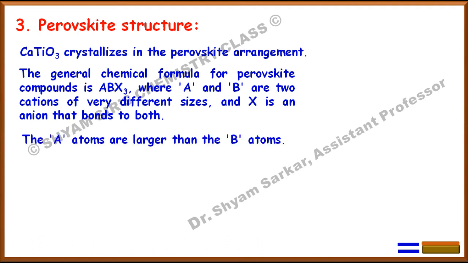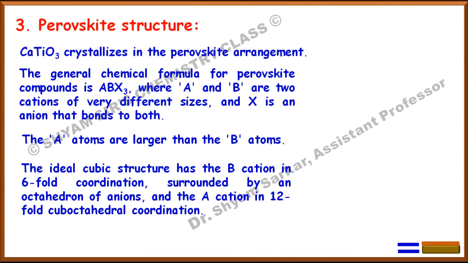In general, this is the very general case, the ideal cubic structure has the B cation in 6-fold coordination, surrounded by an octahedron of anions, and the A cation is in 12-fold cuboctahedral coordination.